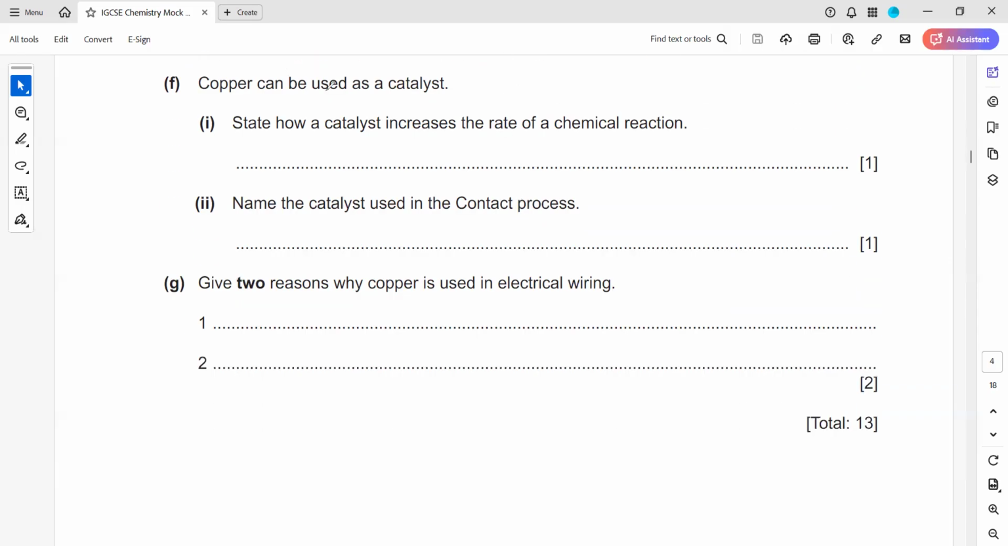Copper can be used as a catalyst. State how the catalyst increases the rate of a chemical reaction. So what will the catalyst always do? It will lower the activation energy.